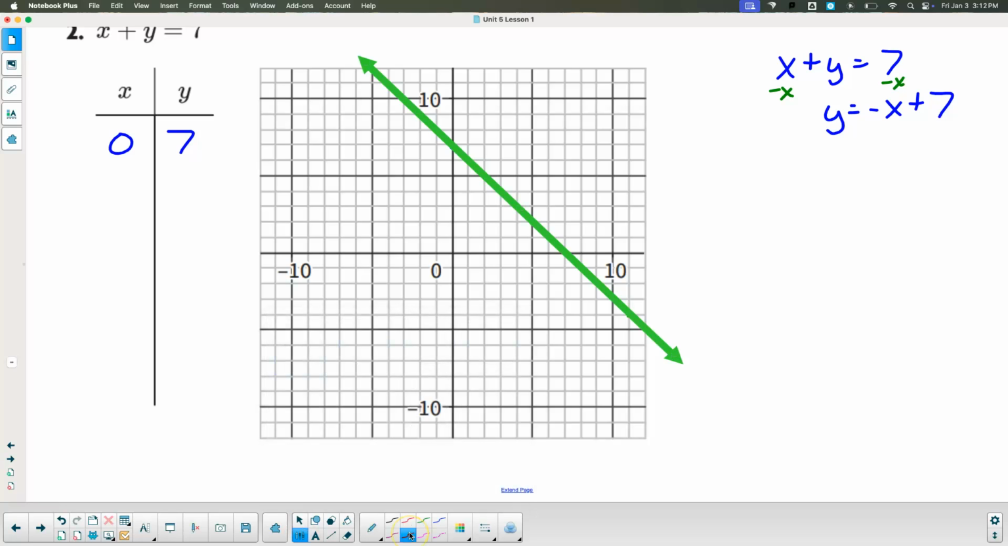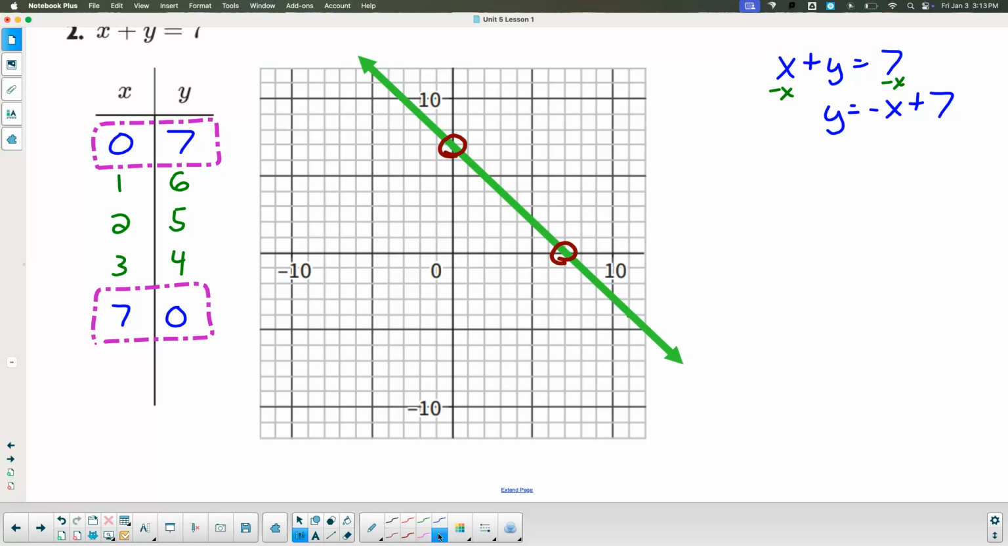And then there's our y-intercept. There's our x-intercept. So again, we could go over here. We're going right one while we're going down one, and so on and so forth. We can get all the way down to 7, 0. So these would be in table form. There they are sitting there.